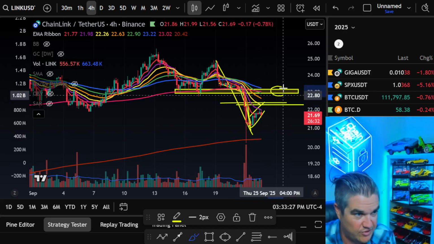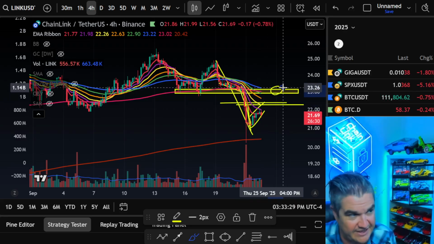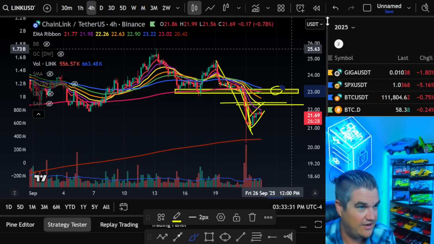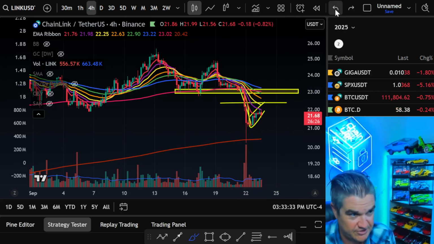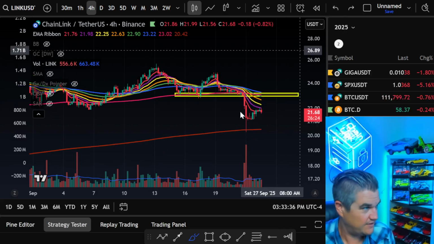Then you've got one more final hurdle here. If you can get above 23 again, everything starts to go our way. And Bob's your uncle, and we all get flannel shirts again. All right? That's what we're looking at.